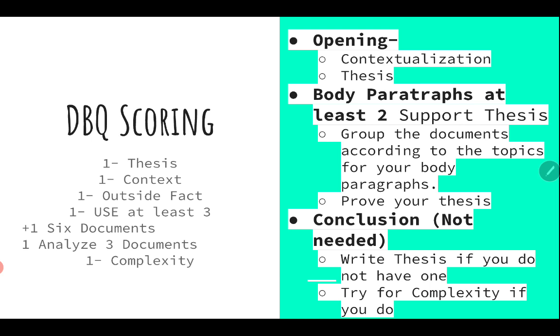Then you do not need a conclusion. Now, I say you don't need a conclusion, but you do need to make your points. So if you have enough time as you're writing your DBQ, try to make sure you're using that last conclusion to get your points. So if you don't think your thesis is very good, if it doesn't answer the question, write your thesis in the conclusion. You can still get your points if you do that. If you still have time, try for your complexity in your conclusion. So these are the general tips.